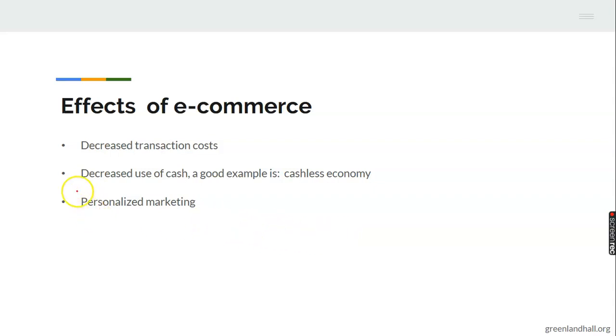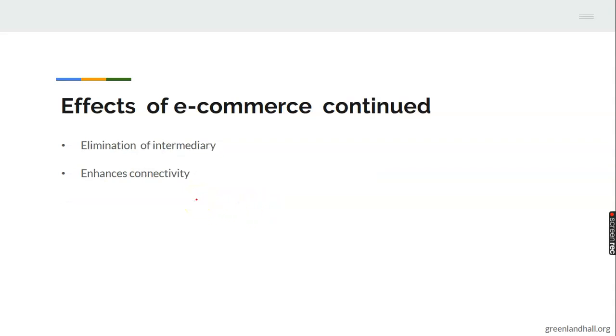Then we equally have personalized marketing. Nowadays we have a lot of e-marketing taking place as a result of e-commerce. So we have a lot of products that we come across that we get to know, or that we can either buy or sell even in e-commerce platforms nowadays.